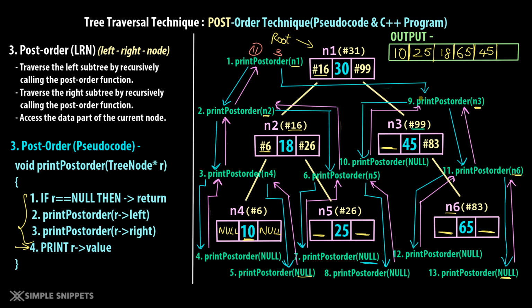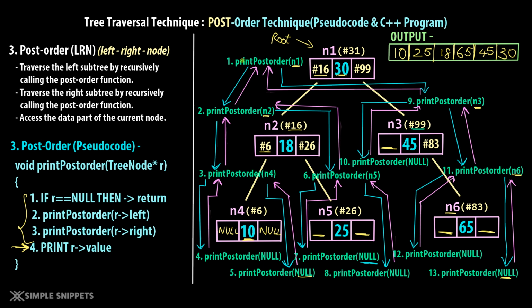Who called 9th print post order? It was called by the first print post order. So now we will go back to the first print post order, and when we return to the first print post order, it will resume its operation from step 4 because you can see it is paused at step 3. For first print post order with the r value of n1, when it resumes with step 4, we are simply saying print r of value. R is nothing but n1. What is there as the value of n1? It is 30. So we'll print 30, and after this step, the fourth step, the first print post order will also complete its execution. So it will go back in the main function where it was first called.